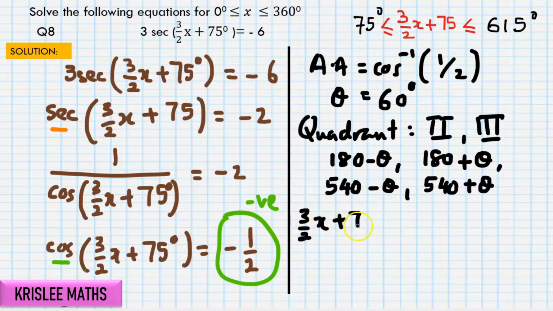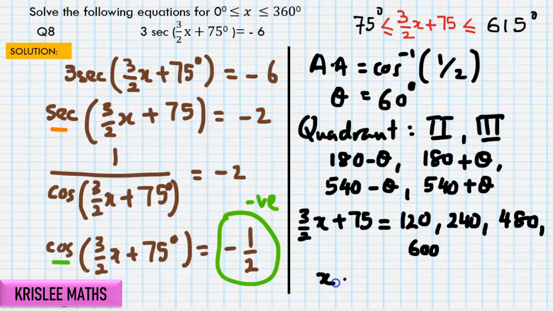So 3/2x plus 75 equals, for the first value 180 minus 60, you will get 120. The second value 180 plus 60, 240. Next 540 minus 60, you will get 480. And the fourth value 540 plus 60, you will get 600.